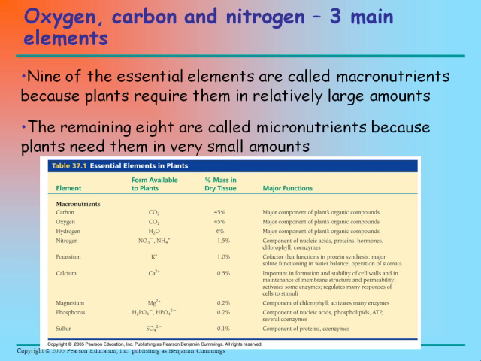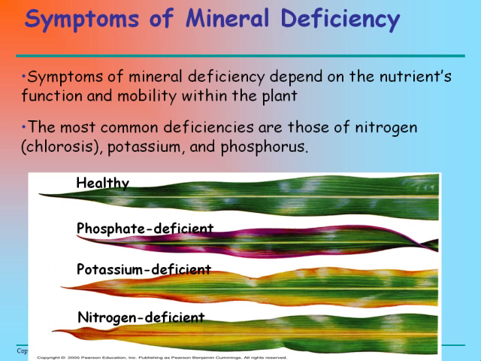Oxygen, carbon, and nitrogen are the three main elements, and nine of the essential elements are called macronutrients because plants require them in large amounts. Okay? So, potassium, calcium, magnesium, phosphorus, and sulfur. Okay? The basic units of fertilizers are nitrogen, potassium, and phosphorus.